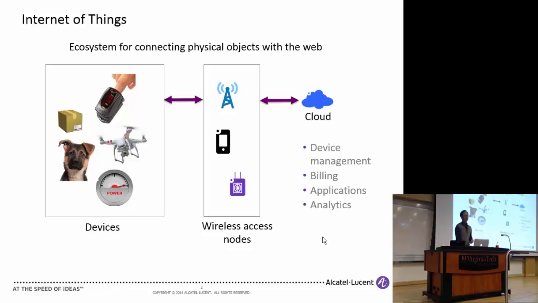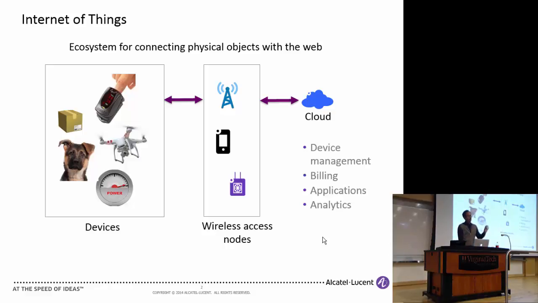So for some applications, you might have a health monitor on your body that's connected through Bluetooth to a handset, and the handset is connected through a cellular connection to the network. And so there are different options of connecting these devices wirelessly to the cloud. And then in the cloud, you have processing for billing, for device management, for running the actual applications. You might have some data analytics up in the cloud. And so together, this ecosystem is what makes up the Internet of Things.